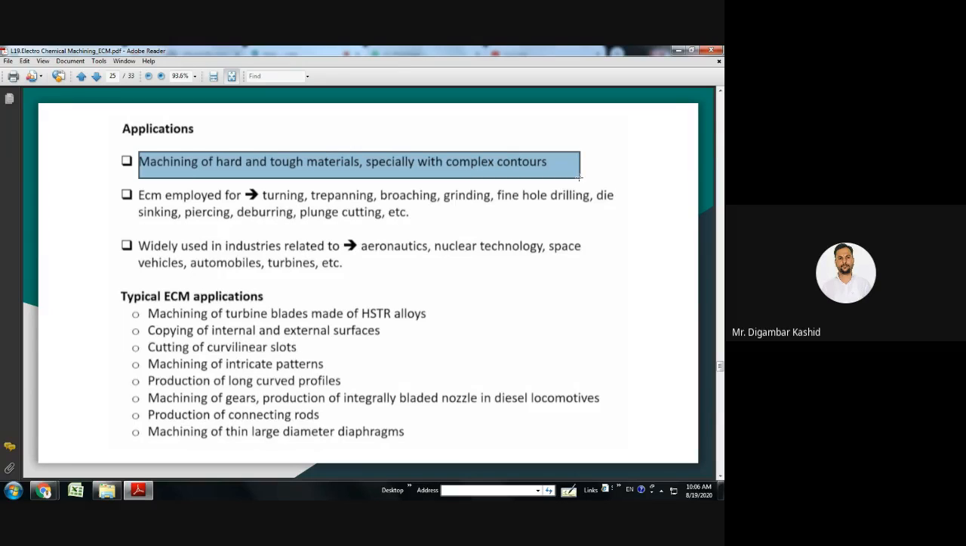However, as we know, the capability of this process has not been exploited to its full extent because there are some inherent problems associated with the tool designs. As I mentioned in the limitations, this process is not environmentally friendly. So it has some limitations also. So this is about the applications.